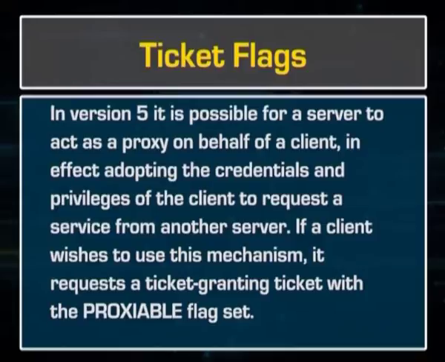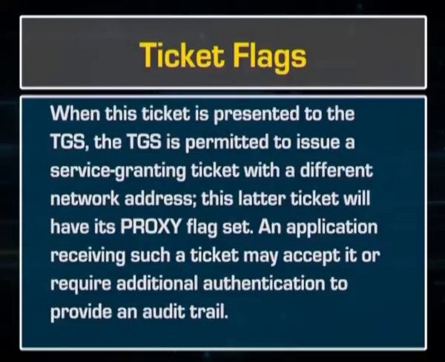In version 5, it is possible for a server to act as a proxy on behalf of a client, in effect adopting the credentials and privileges of the client to request a service from another server. If a client wishes to use this mechanism, it requests a ticket granting ticket with the proxiable flag set. When this ticket is presented to the TGS, it is permitted to issue a service granting ticket with a different network address. This latter ticket will have its proxy flag set. An application receiving such a ticket may accept it or require additional authentication to provide an audit trail.